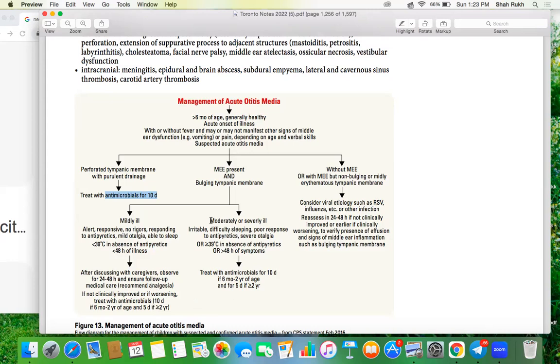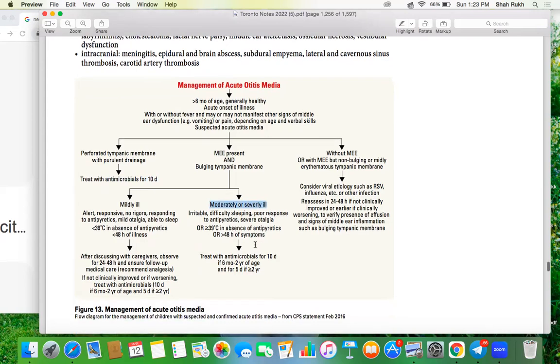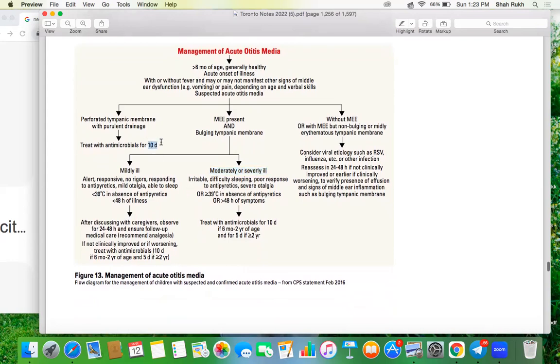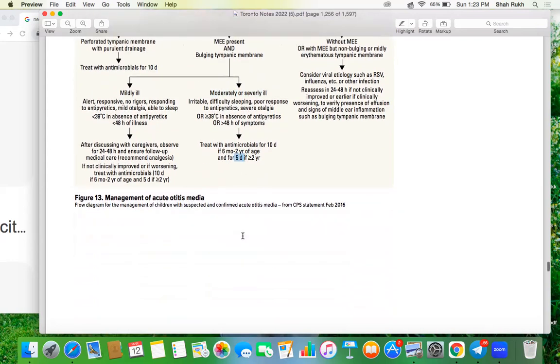Okay. Then coming to the moderately or severely ill: irritable, sleeping, poor responses, antipyretics. Since now it has been past that mild stage, like having more than 39-degree fever, having more than 48 hours, then treat with antimicrobial, for 6 months to 2 years of age for 5 days. So this is for the 10 days and this is for the 5 days.